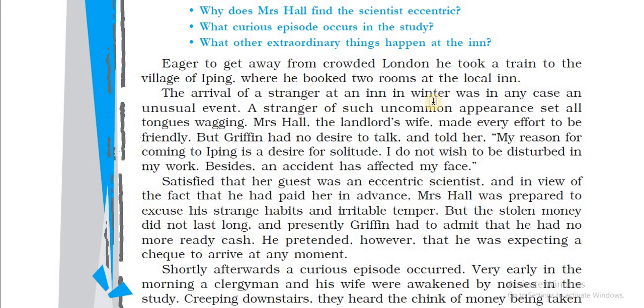Eager to get away from the crowded London, he took a train to the village of Ipin, where he booked 2 rooms at the local inn. That means that he was not very suitable in London, because anybody can chase him or find him in London. So he booked a train to a village of Ipin. That means he went to Ipin, and where he booked 2 rooms in a local inn. Inn means any restaurant, any hotel from where you can stay.